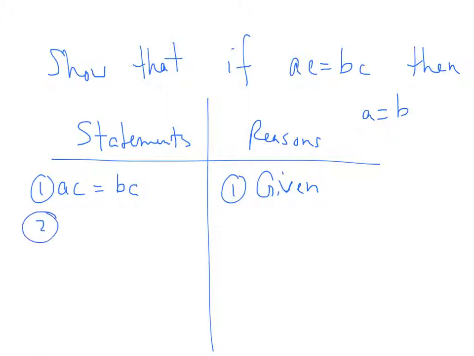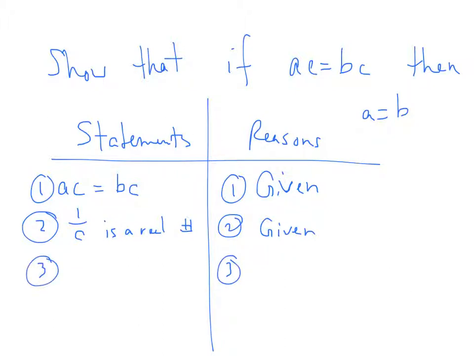So let's say in this proof, the second step is to say that, let's see, well, it would probably say 1 over C is a real number. Okay, and that'll also be given. There's no reasoning for that. You could say property of reciprocals or reciprocal property, because if the original number C is real, then the other one is also.